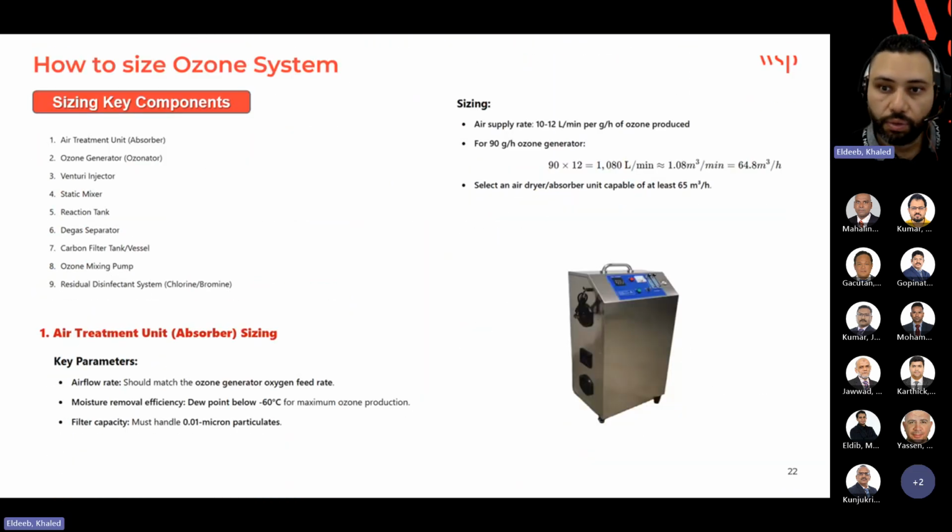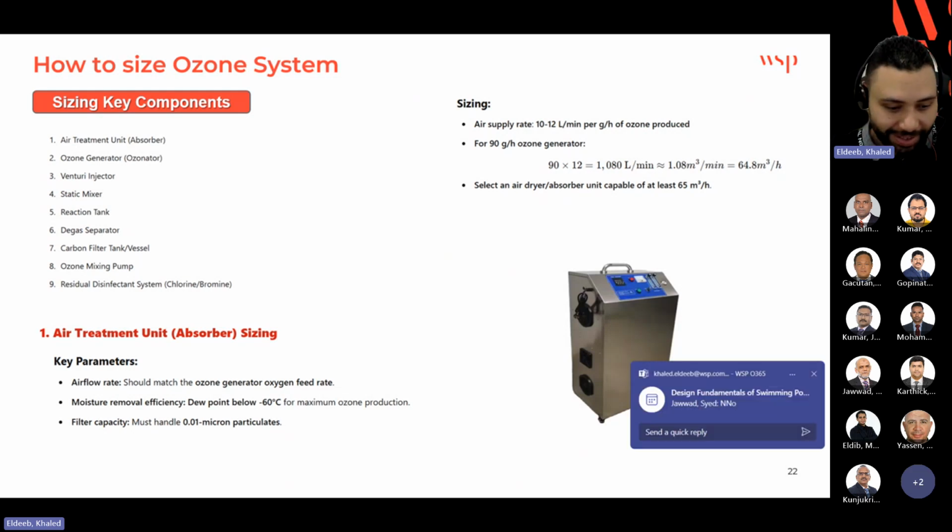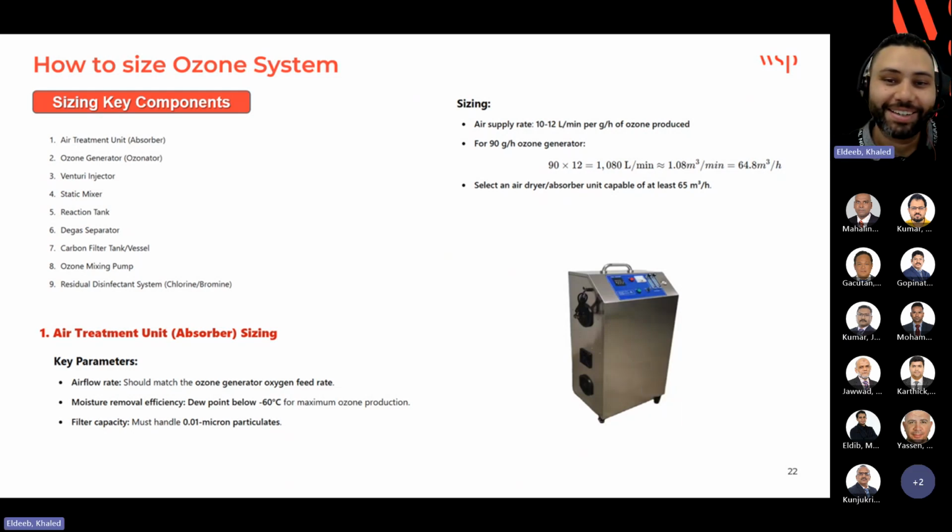So how to size every component in the ozone system? What is the time? Time is running very quickly. So how to size every component in the ozone system? Guys, no picture, no questions? Ramadan Kareem, are you still focused with me? Yes, yes, yes. Okay. So how to size every component in the ozone system?